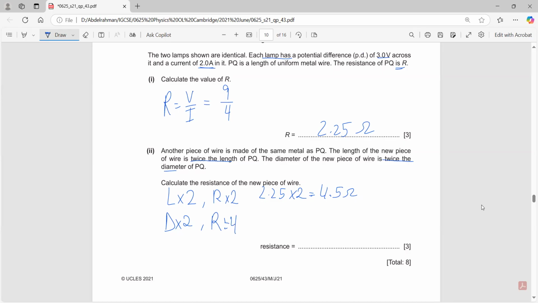So now the resistance is 4.5. You divide it by 4. 4.5 divided by 4 is 1.125. So the total resistance now of this new wire would be 1.125, 1.13 ohms. 1.13 ohms. Okay? Not bad.